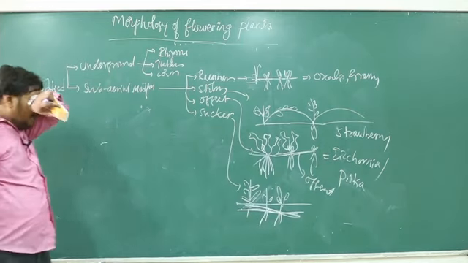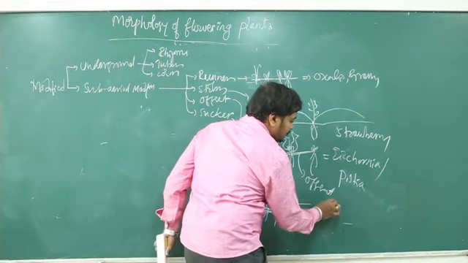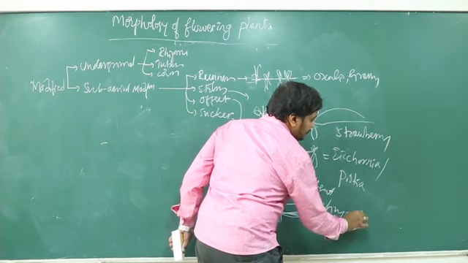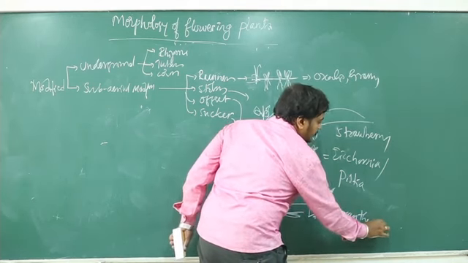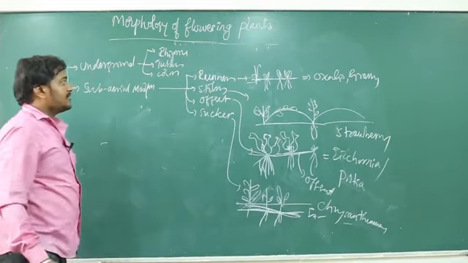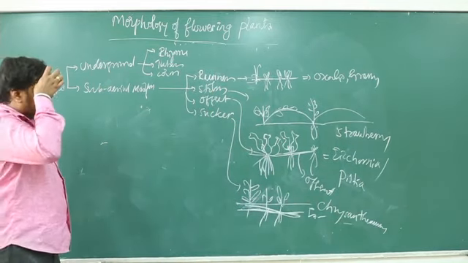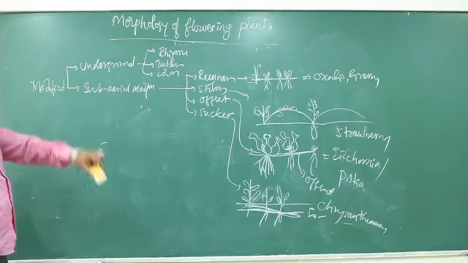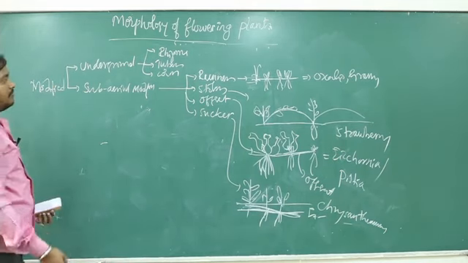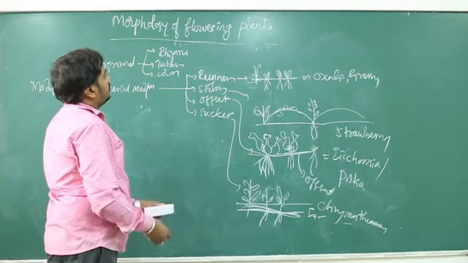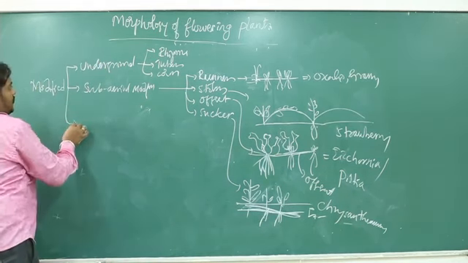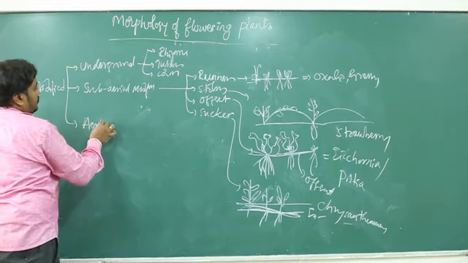Okay, so example for sucker is chrysanthemum. Okay, so runner: oxalis and grass, stolon is strawberry, offset is eichhornia, sucker is chrysanthemum. Okay, so these are examples for subaerial modifications: runner, stolon, offset and sucker. Okay, so next come to aerial modifications.